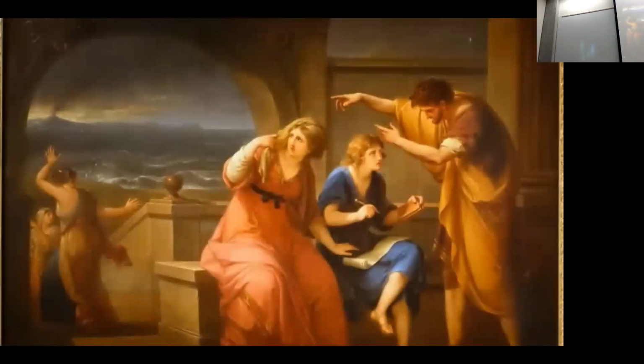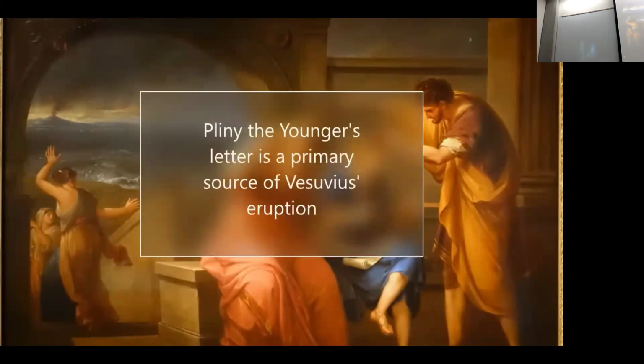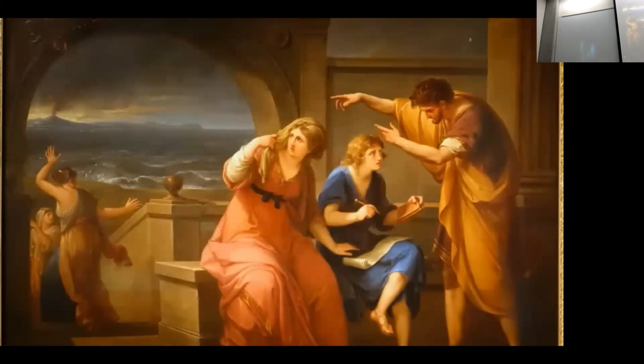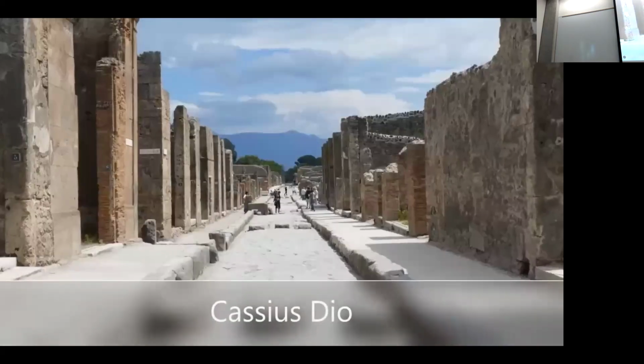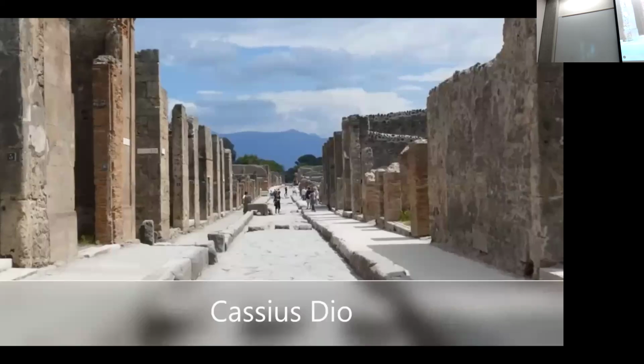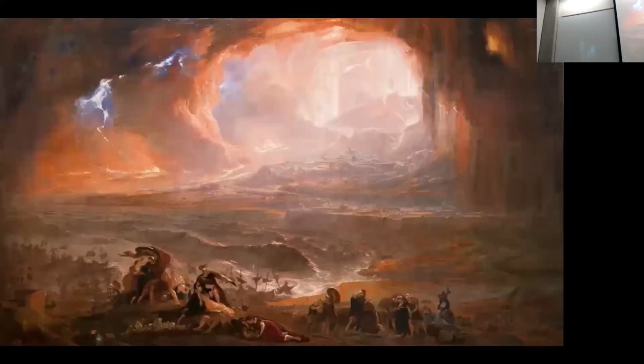Now, even though Pliny wrote this letter many years after the events occurred, he was still an eyewitness of the eruption. Therefore, he is considered a primary source of the eruption of Mount Vesuvius in AD 79. A second example is also a Roman author called Cassius Dio, who wrote a history book about ancient Rome in which he mentioned the eruption. He describes the events as follows.